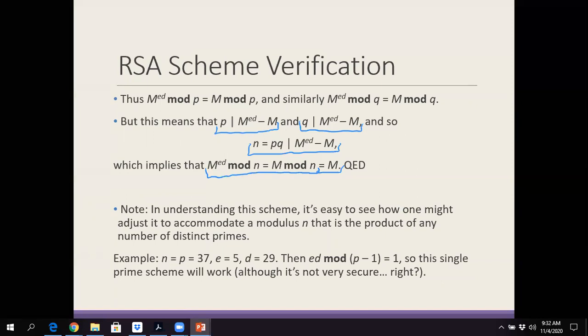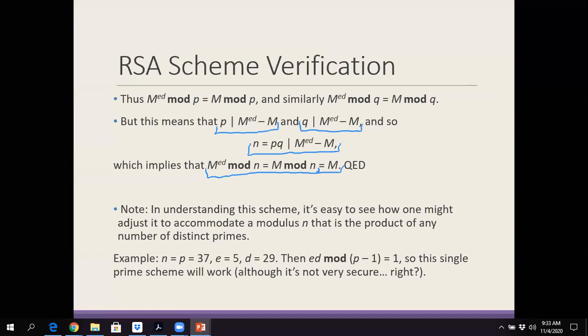Look, this is sort of stupid. I don't even know why I have this in here, to be honest with you. Suppose n was just one prime, like 37. Suppose e was 5 and d was 29. You could check it out, but if you take 5 times 29, that's congruent to 1 mod 36. So this single prime scheme will actually work, but it would be a pretty stupid scheme. I'll let you think about why that happens to be the case.